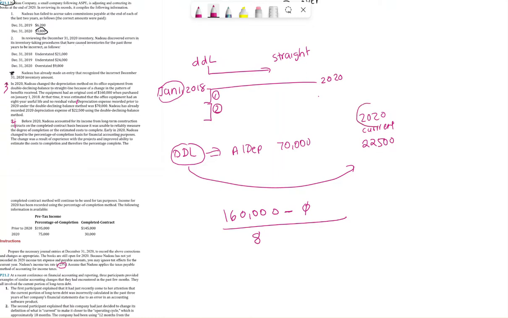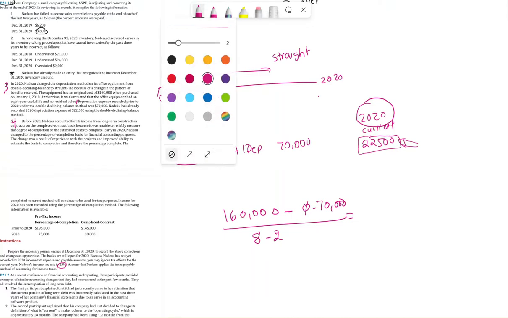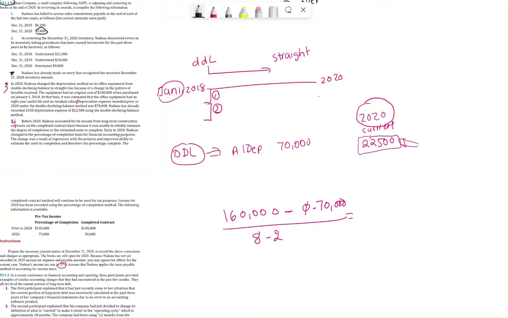What are we doing? We're looking at the current year's depreciation. They already did an entry. We want to know if they did the right entry. If they did not, how do we fix that entry? Out of the 8 years, 2 years are gone by, and we also have to take the depreciation they have taken using the double declining method.